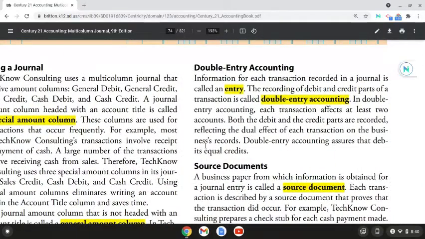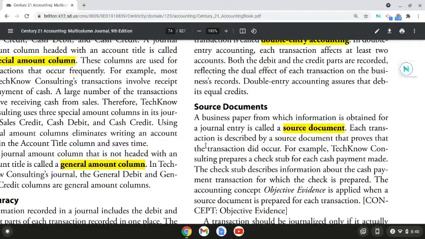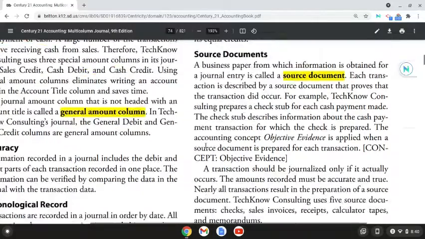An entry is information for each transaction recorded in a journal. Double entry accounting is the recording of debit and credit parts of a transaction. And a source document is a business paper from which information is obtained for a journal entry.